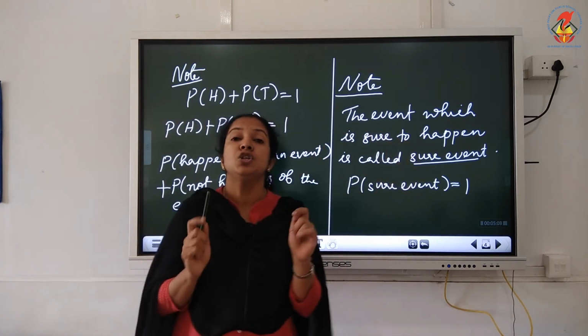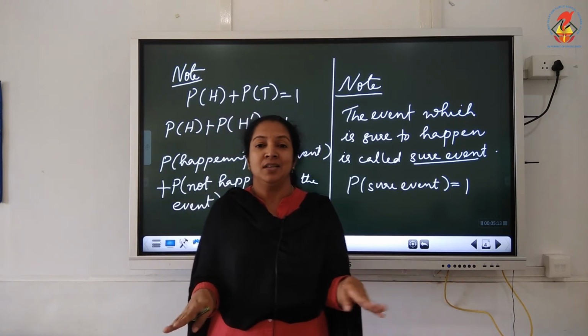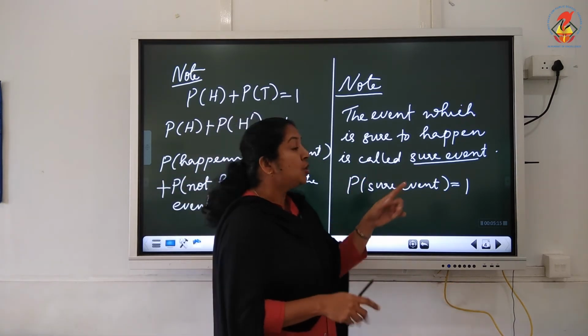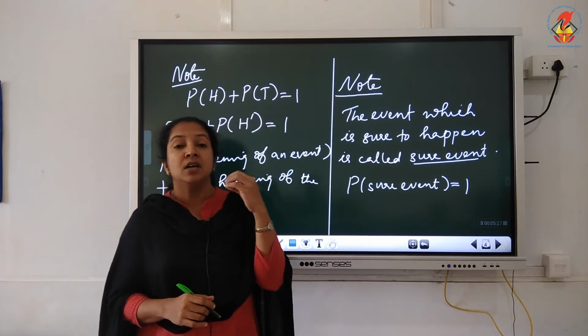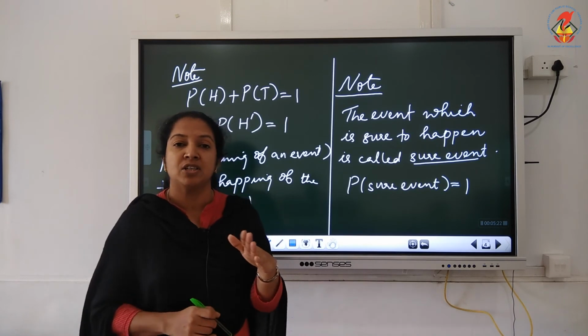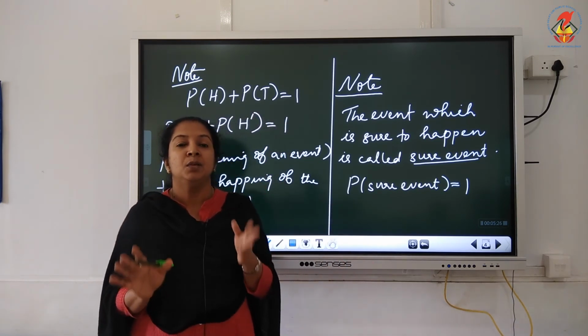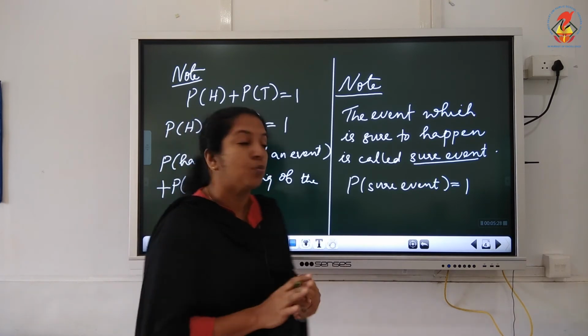Then next is sure event. An event which is sure to happen is called sure event. Sure event means the happening of an event which is sure, that is known as sure event. The probability of a sure event is always 1.